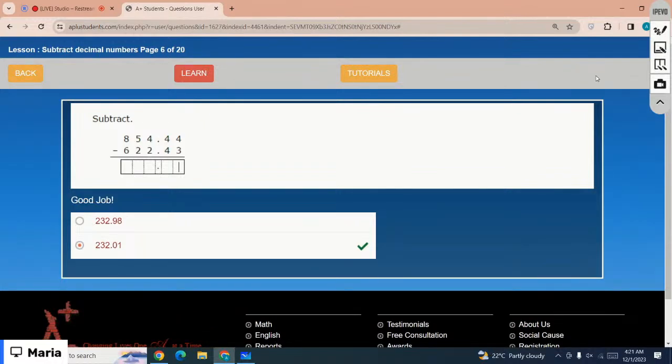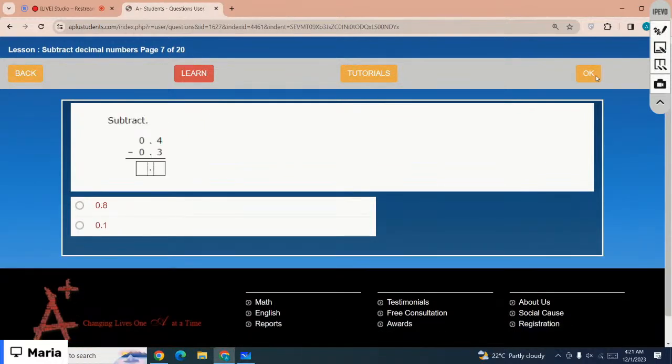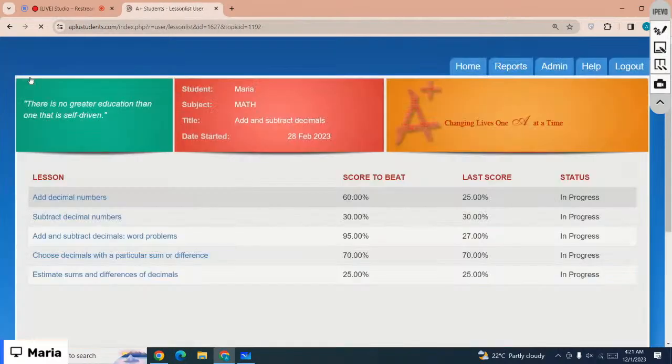Okay, you can complete the lesson by yourself later today. So working with decimals is very, very easy. You just have to line up a decimal and you know how to add and how to subtract. The next lesson is add and subtract decimal word problems. Word problems you have to do on your own. Let's just start with the next one, that is choose decimals with a particular sum or difference.